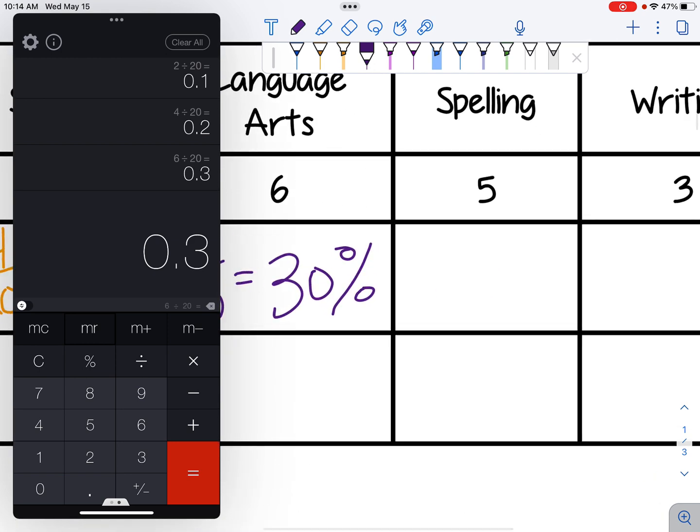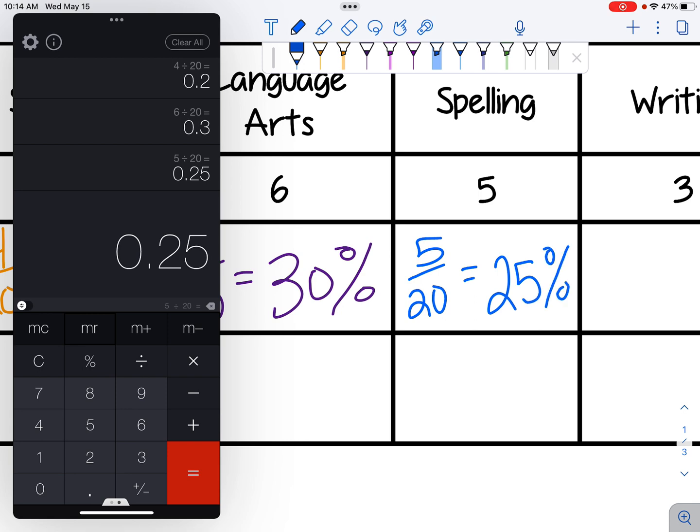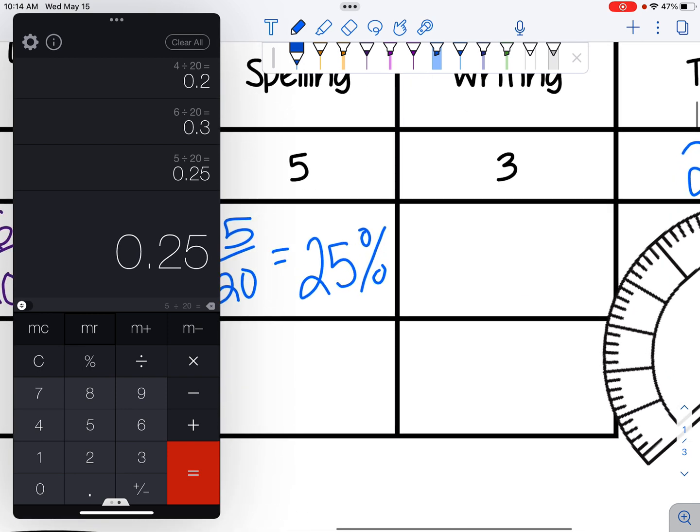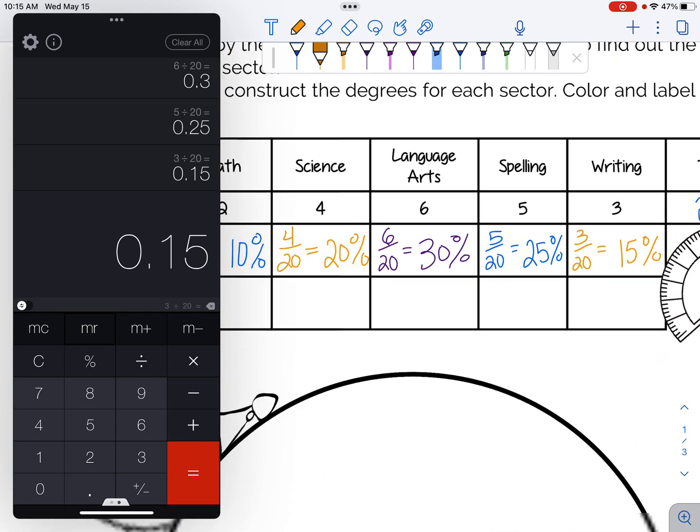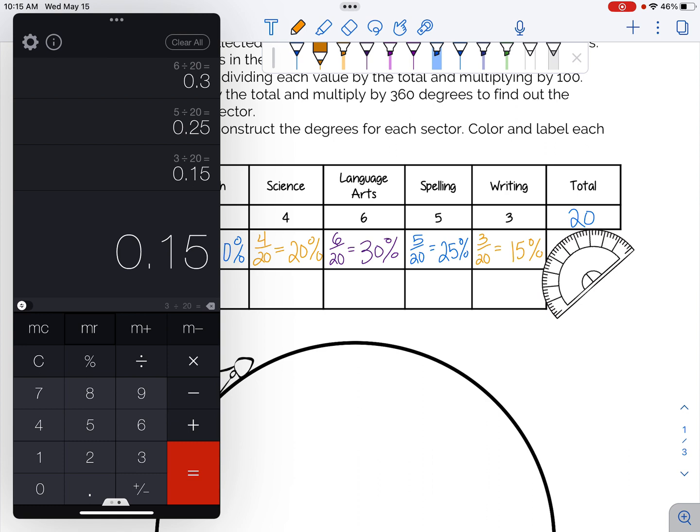Spelling. 5 out of 20 equals 25%. That one's easier because you can see 2 decimal digits. And the last one, writing. 3 divided by 20 is 15%.